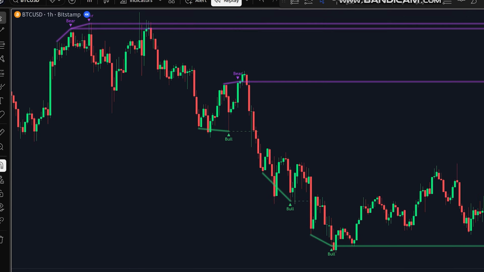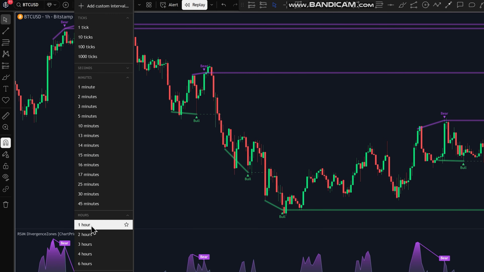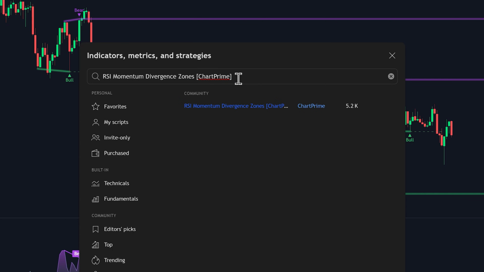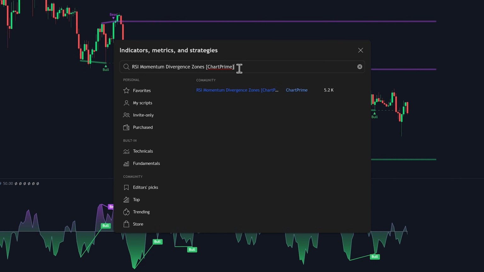Open TradingView, load up BTCUSD on the 1-hour time frame, then click Indicators and search for RSI Momentum Divergence Zones - ChartPrime. Add it to your chart and you'll immediately notice something different compared to normal RSI divergence tools.